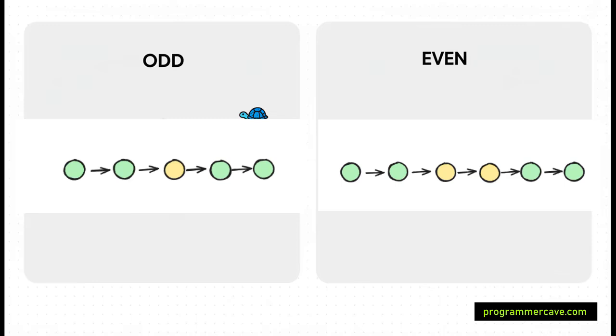But if the list has 6 nodes, there are kind of 2 middle nodes, right? Node 3 and node 4. With this algorithm, the slow pointer will end up on the second middle node, number 4. It's just something to keep in mind, because for certain problems, you might need the first middle one, and you'd have to adjust things a tiny bit.